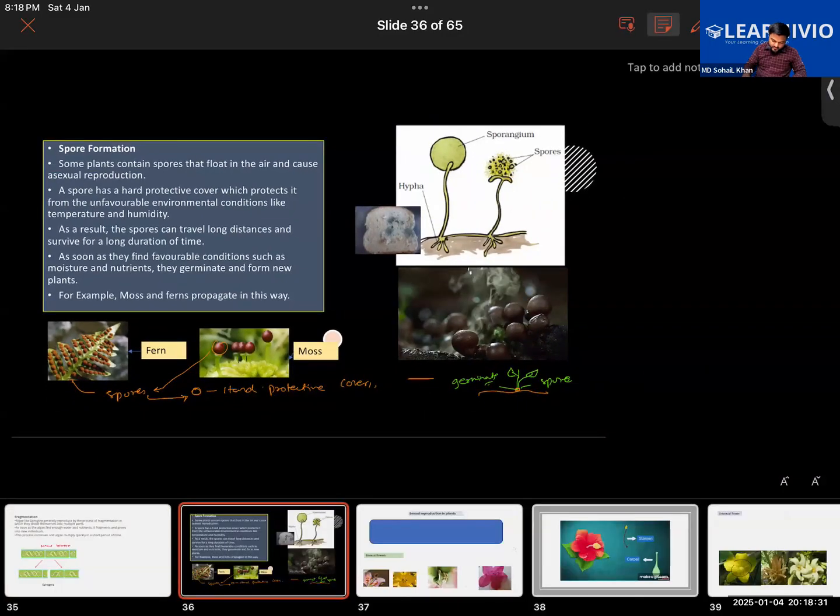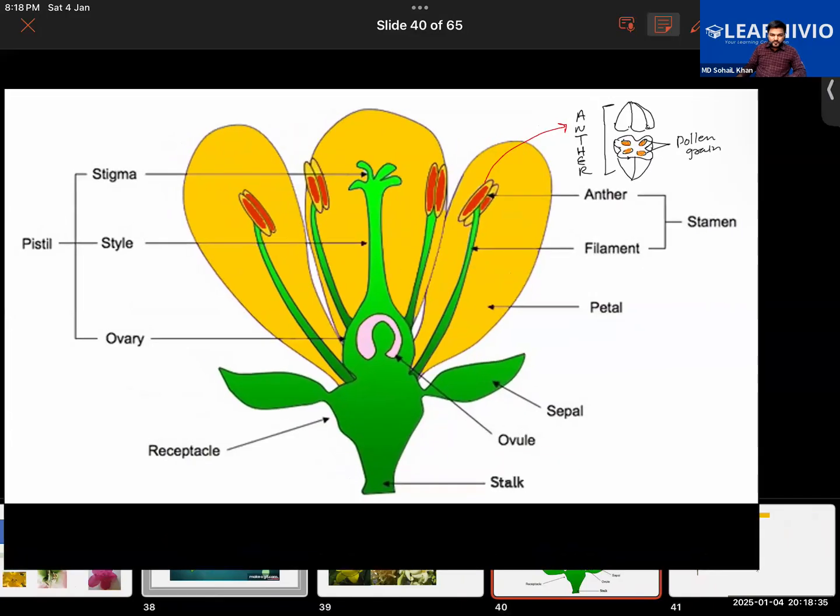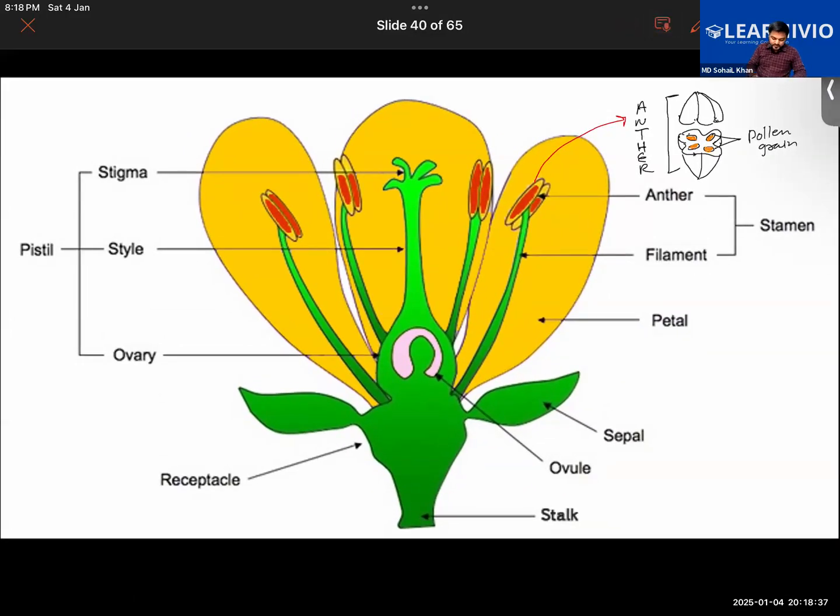Take a look over here again. See this diagram here. The anther and the filament are part of the stamen. That is the male reproductive organ, no? In the center, you have got the stigma, style, and ovary, which is basically the pistil. The female reproductive part is in the center, and the male one is surrounding the female part.